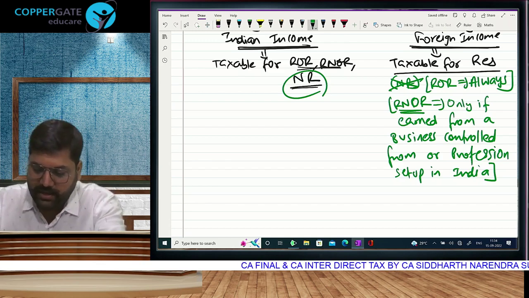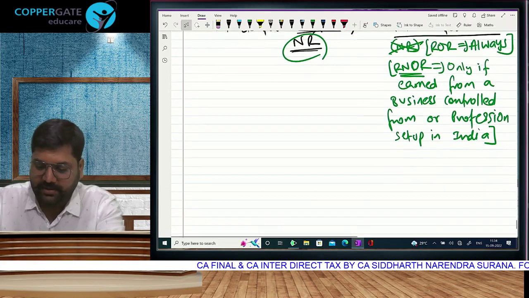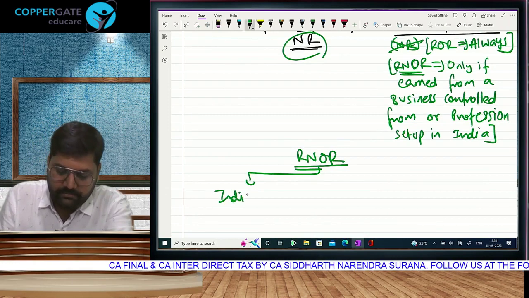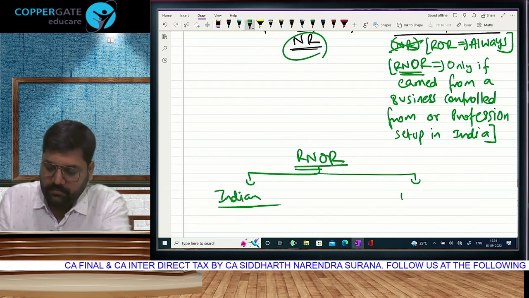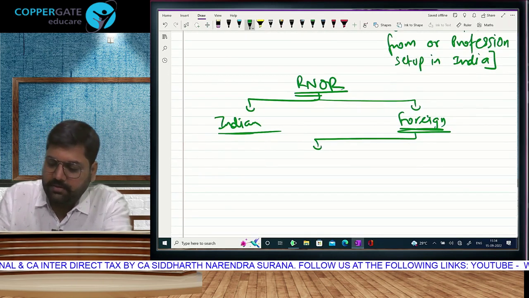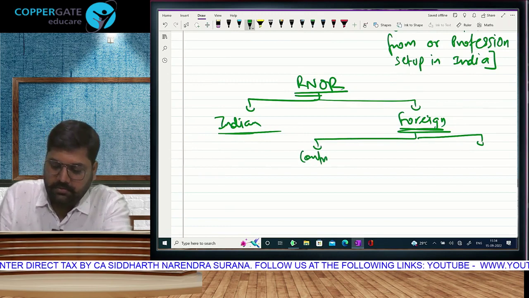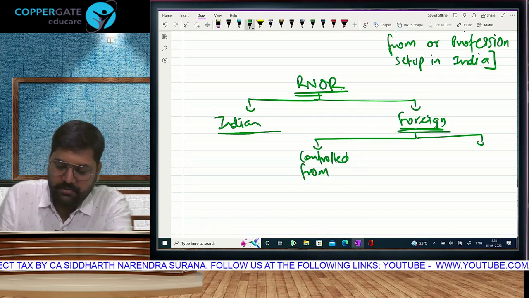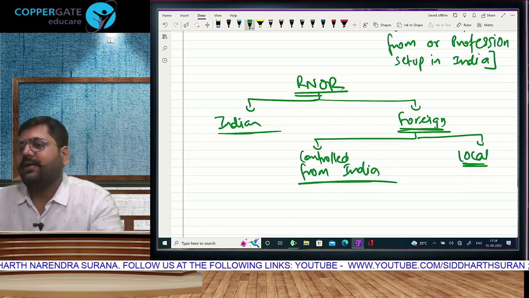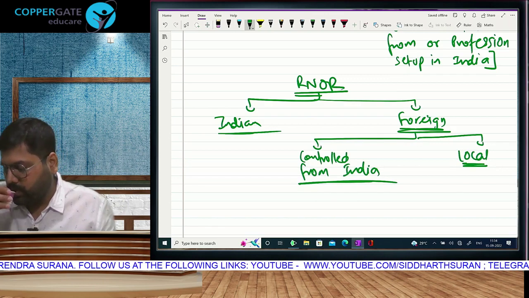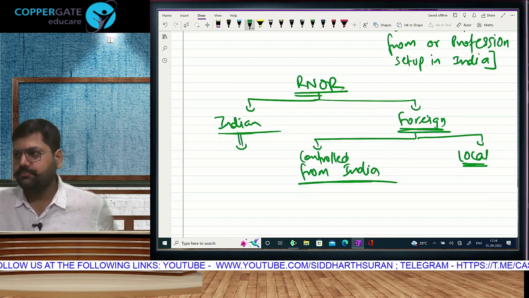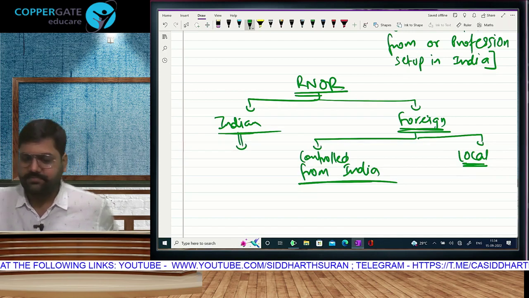तो ये assessee जो RNOR है ना, इसका income I am dividing in 3 categories. Indian income, foreign income, और foreign income के 2 parts. Controlled from India, or local foreign income, like local bank interest, local dividend, local rent. This we tax for which assessee? All assessees? So taxable.